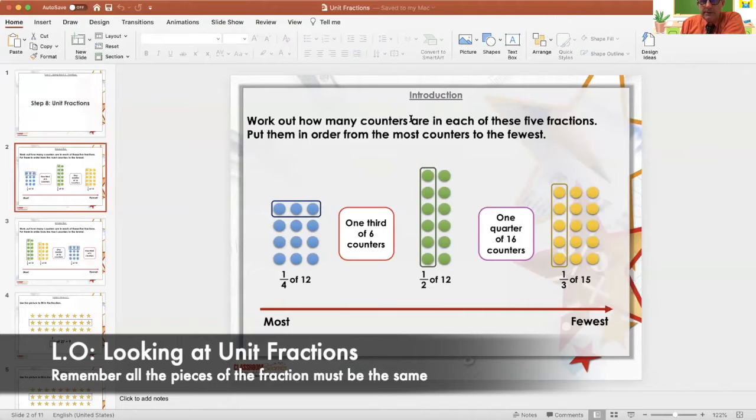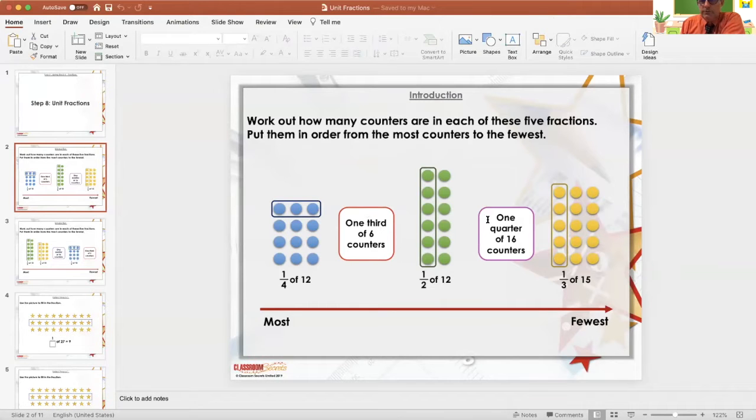Work out how many counters are in each of these 5 fractions. Put them in order from the most counters to the fewest. So there's 1, 2, 3, 4, 5. So this is a quarter, 1/3, 1/2, 1/4, 1/3.